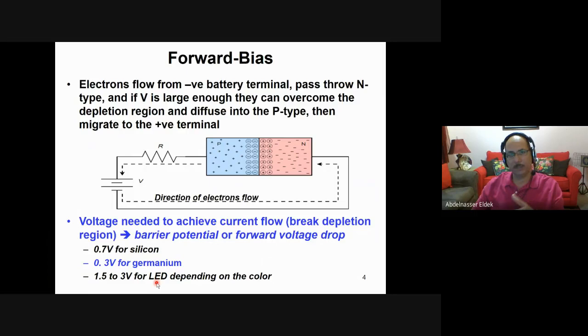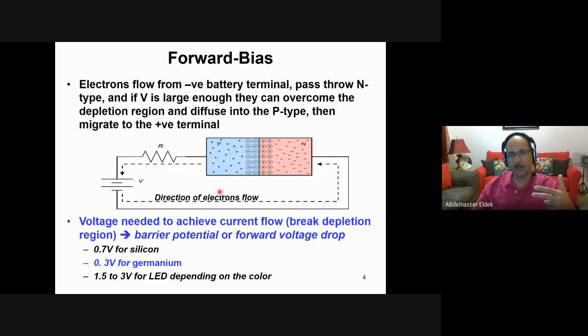For some others, for example, PN junctions that I call LED, this is a light emitting diode, it is 1.5 to 3 volt, depending on the color. So here, imagine that this is a high voltage. Now we have electrons moving in this direction, so it will be exactly as if we have a short circuit. If we exchange the polarity, so if we have a negative here and positive here, what will happen? We have something called the reverse bias. So this is a forward bias: if we have a positive connected to positive and negative connected to negative, the PN junction is acting as a short circuit.